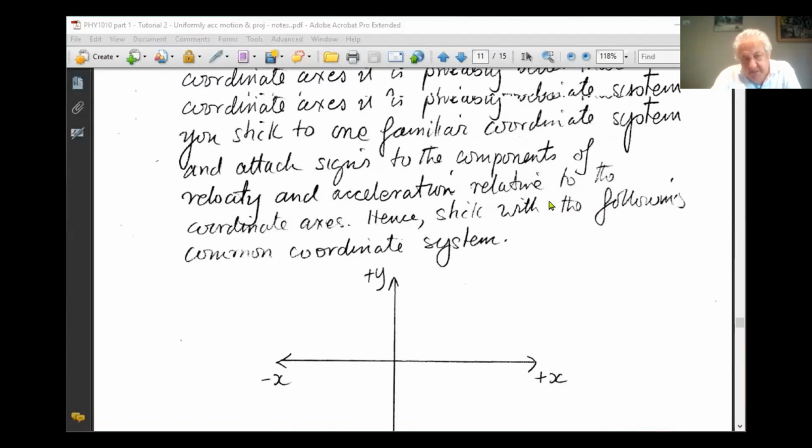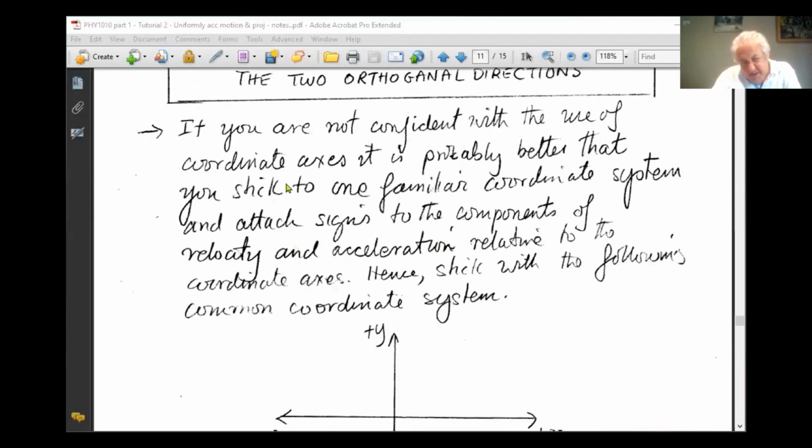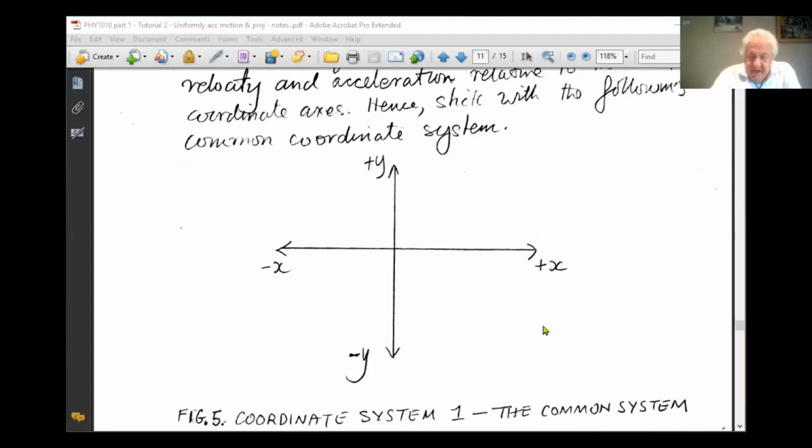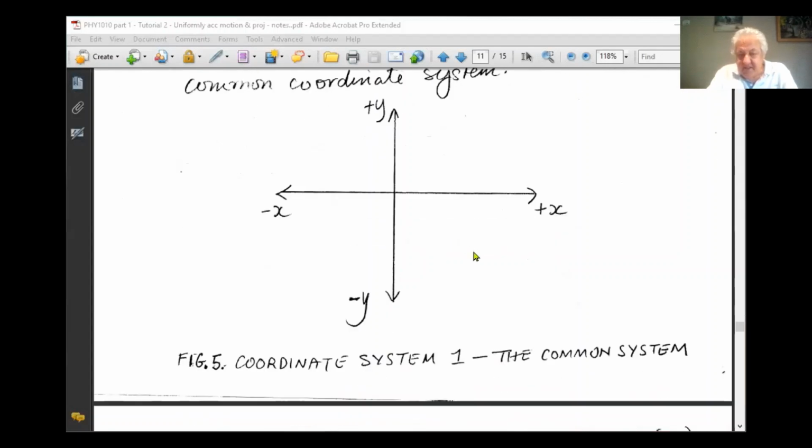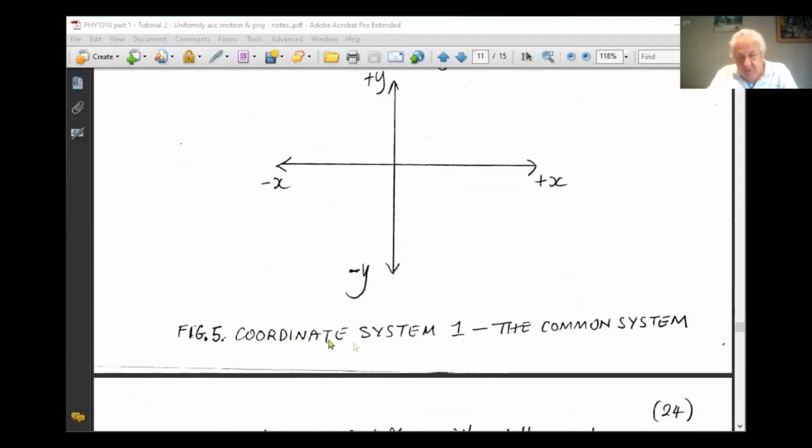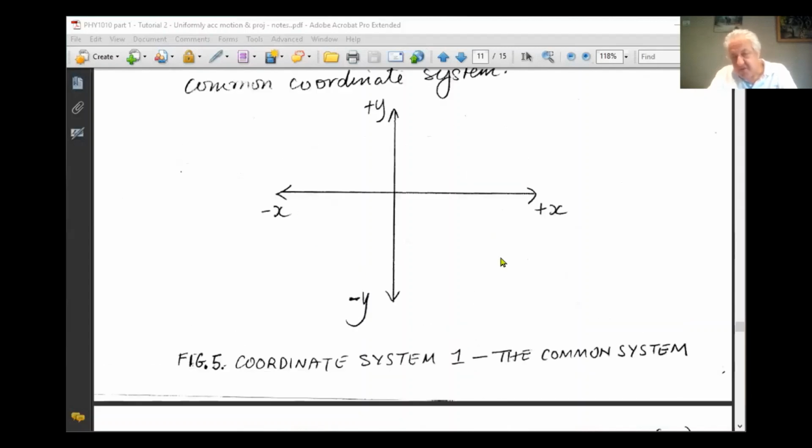When you use axes, by the way, it's explained here. If you're not very happy or very confident with axes, stick to 1 axis alone. Stick to the common one, plus x, plus y, minus x. So this is the common system, which I'll call coordinate system 1, which is the one I suggest you use if you're not confident.